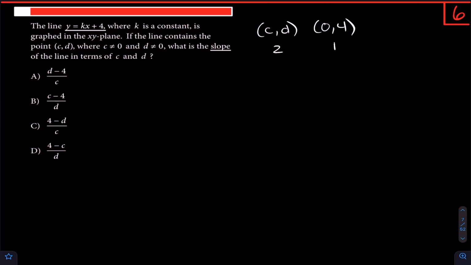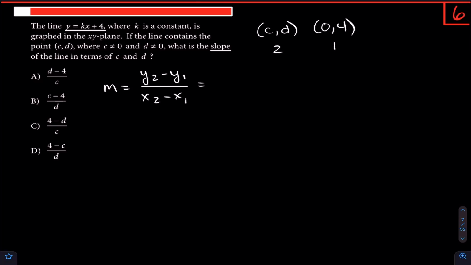And you might be able to tell why I'm doing that if you look at these answers, but you'll be able to see that as I go through here. So again, we know the slope is y2 minus y1 over x2 minus x1. I think I accidentally erased that. And the slope is going to be, well, y2.